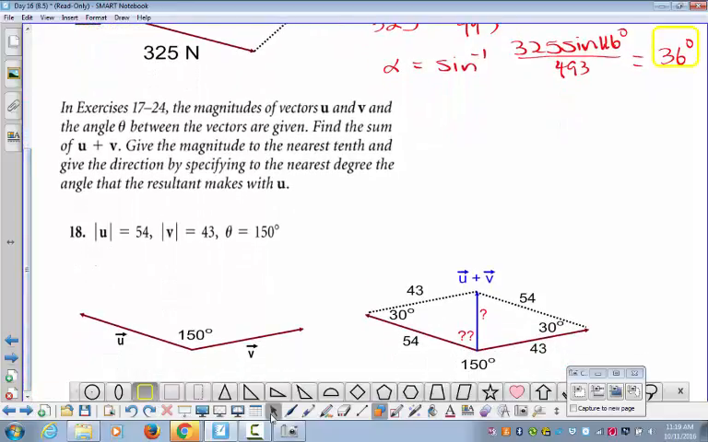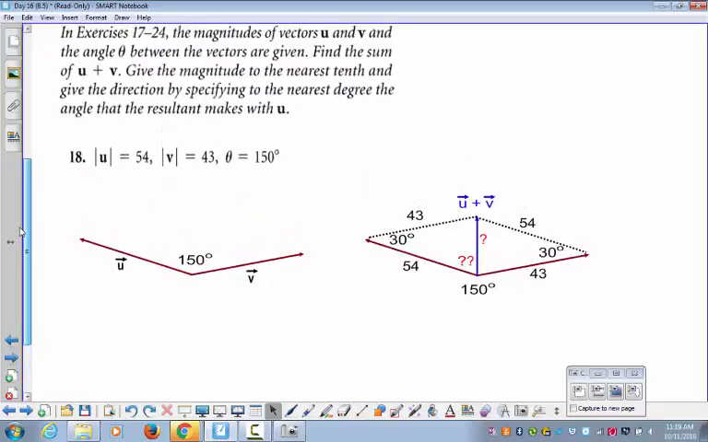Let's do one more of these. Okay, so the magnitudes of u and v and the angle are given. So right here we have the magnitude of u, and again the absolute value bars mean the magnitude, the length of the vector, and we have our angle. So that's what we're given. It says find the sum of u plus v, so that's why I've positioned them with their tails together. So you have the tails coincide, and if you have the tails coincide, you draw your implied parallelogram, and the resultant vector is the main diagonal, right across.